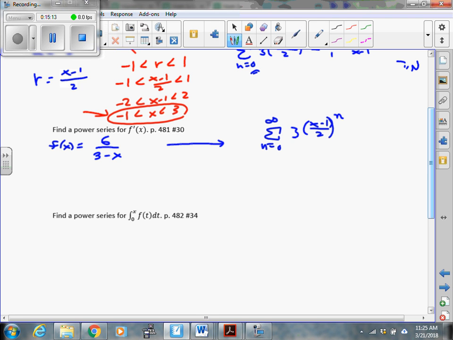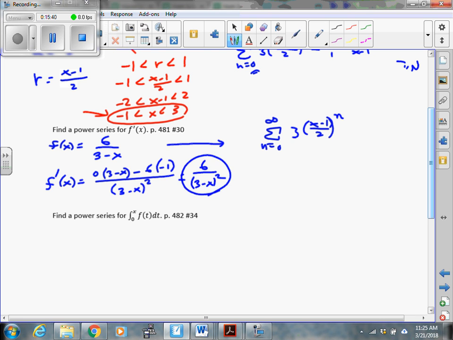And get a series for the power function. First of all, if we just want the derivative of the function, then all I have to do is a quotient rule here. So derivative of the top times the bottom minus the top times the derivative of the bottom, all over the bottom squared. So if I want to write this as the power series as a function of its derivative, then I've got 6 over (3 minus x) squared. That's the easy one.